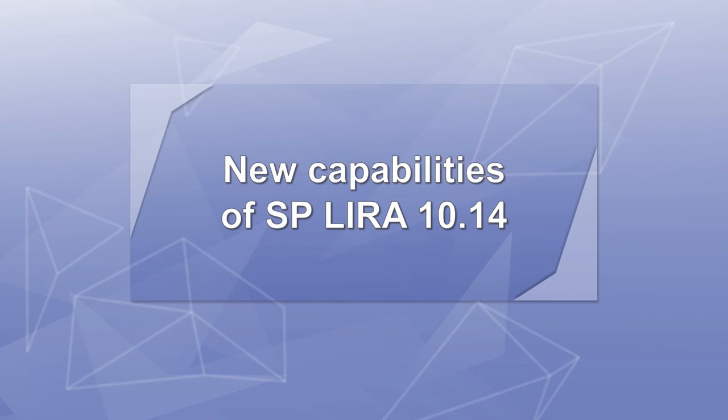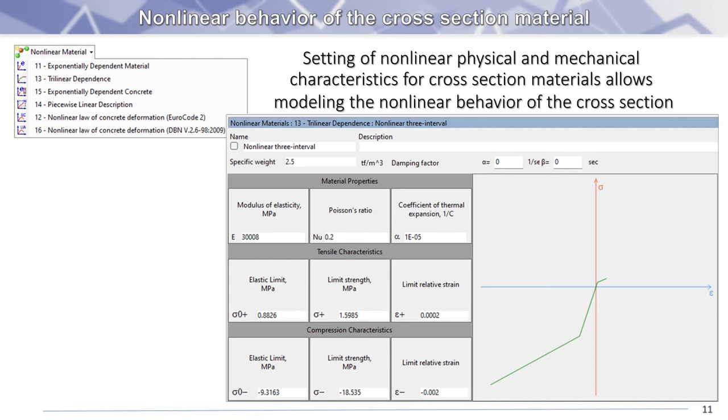Now let's proceed to the innovations implemented in version 14 of software package LIRA 10. Setting of non-linear physical and mechanical characteristics for cross-section materials allows modeling the non-linear behavior of the cross-section. The algorithm of determining the stress-strain behavior of the cross-section has been implemented based on the deformation model.